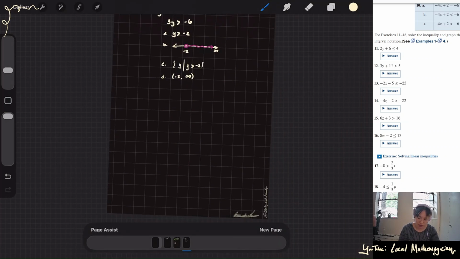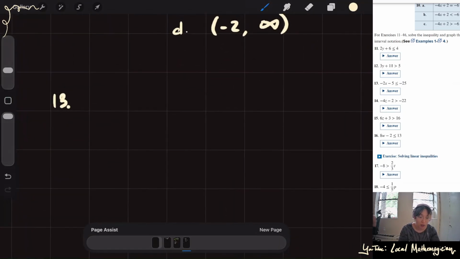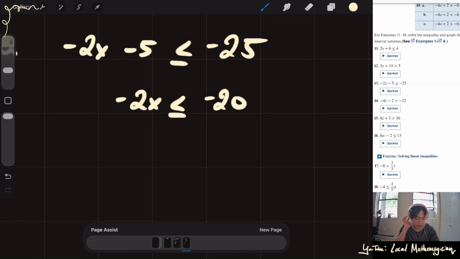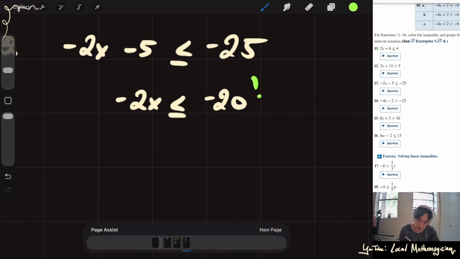Let's do number 13, okay? Again, same idea. Number 13, you have negative 2x minus 5 is less than or equal to negative 25. You add positive 5 to both sides. Negative 2x is less than or equal to negative 20. You divide by negative 2, and note, when you divide by a negative, you swap the sign.